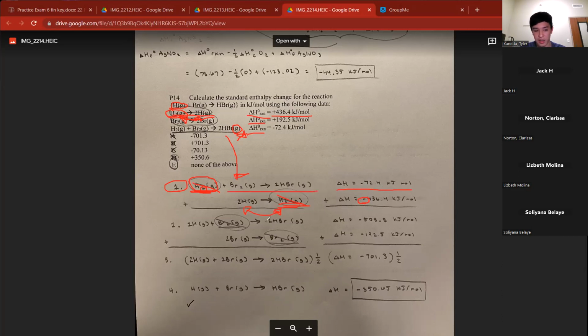And so once you got this set up, you can then cancel out the H2s and then just do some addition. So I just add up these two equations right here. So we got 2H and we still have Br2 on the reactant side. And then we got just 2HBr on this side. And so that's what step 2 is. It's just the added equation. And then I add up the enthalpies right here. And I end up with a new enthalpy of negative 408.8 kilojoules per mole.